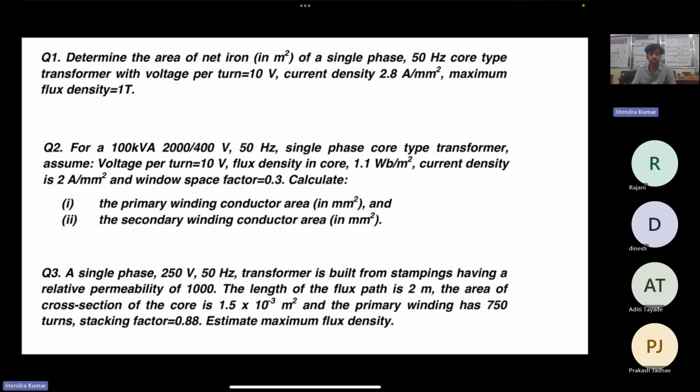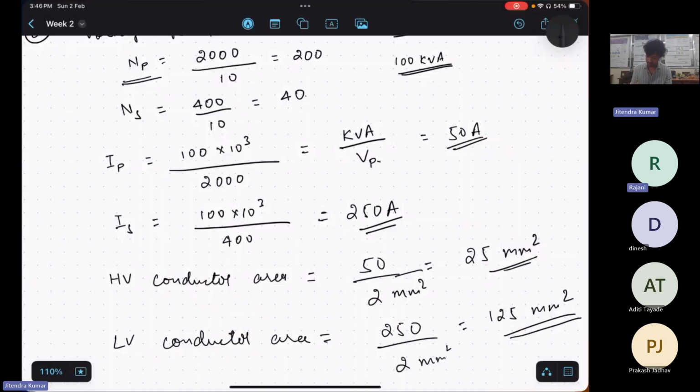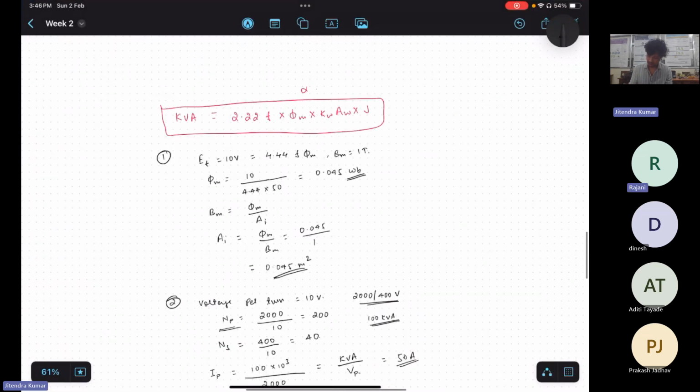So what is the stacking factor first of all? It's related to insulation. The stacking factor defines this: in our machine there will be current flowing, and there will be flux flowing. Let me just explain. I drew the core there.